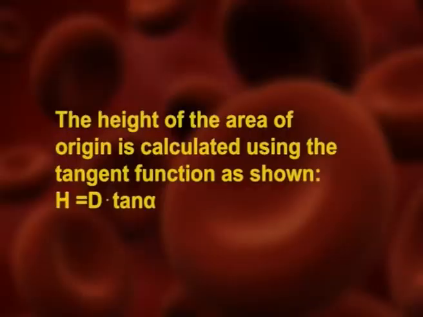Next, the angle of impact of each stain is calculated. The distance from the bloodstain to the area of convergence is measured. The height of the area of origin is calculated using the tangent function as h equals d tan alpha. In this equation, alpha is the angle of impact, h is the height of the area of origin, and d is the distance from the spatter stain to the area of convergence.